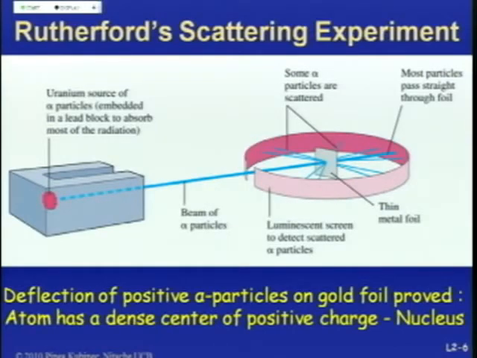So you have this alpha particle, and alpha particles are helium nuclei. This is helium without the 2 electrons. So they are positively charged helium nuclei.